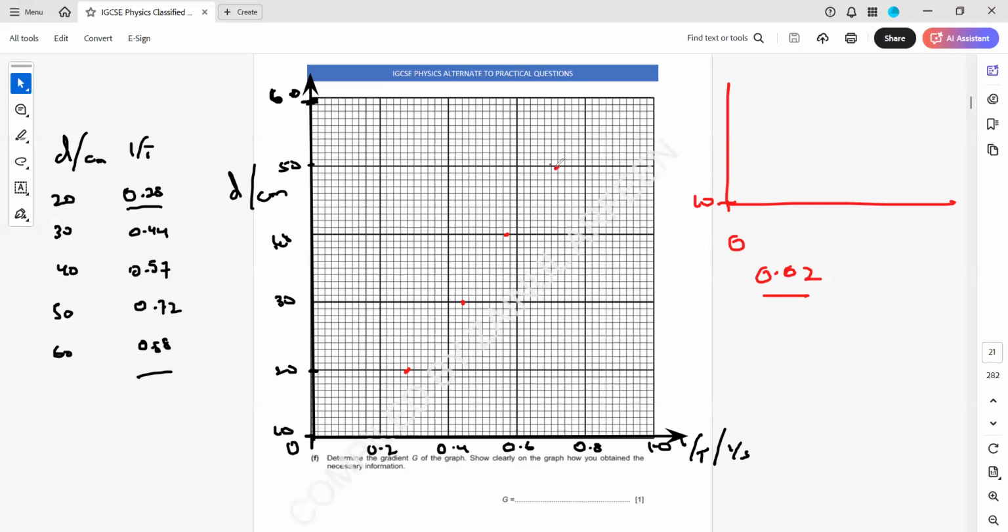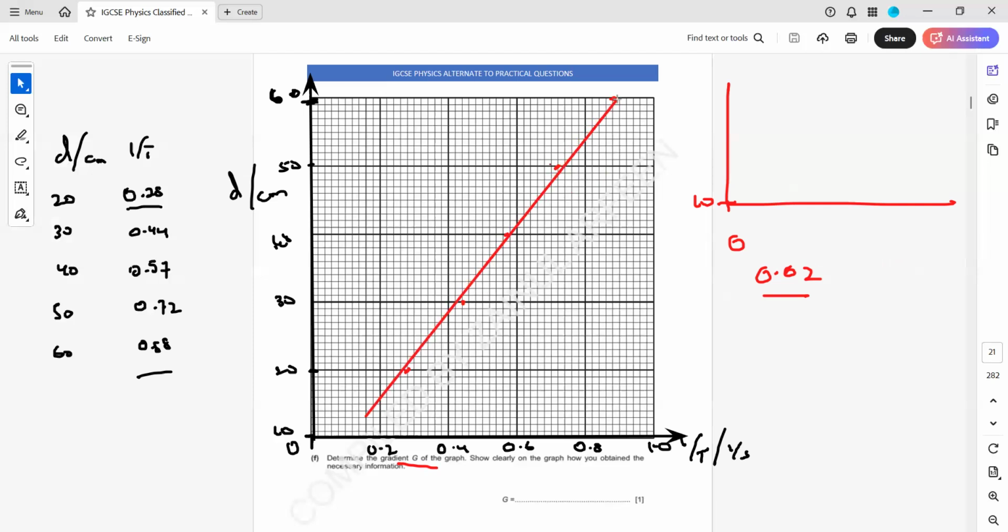So 0.72 here. No, it should be a straight line, because the next part is finding a gradient. If I need a gradient, it should be a straight line. 60 and 0.88. It's 4 boxes after 0.8: 1, 2, 3, 4. So now I will join these points and draw a straight line.